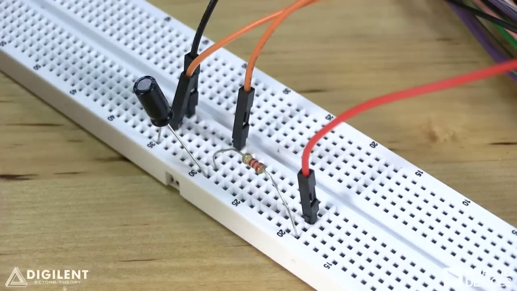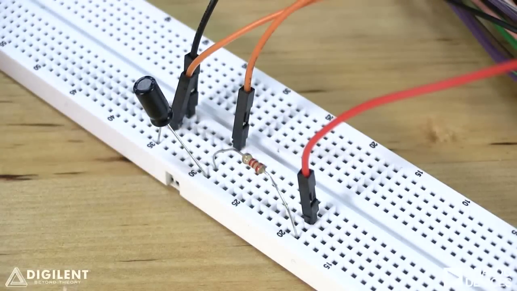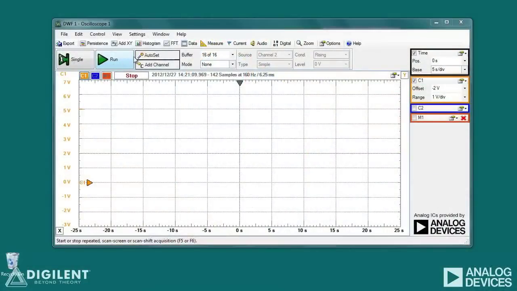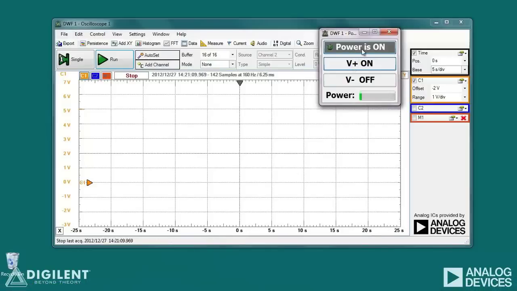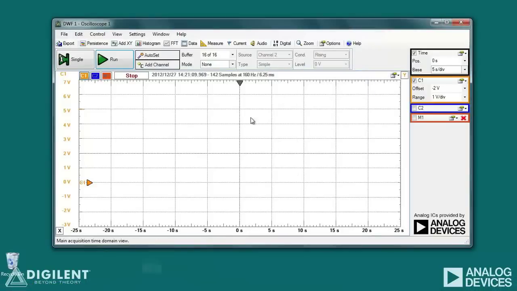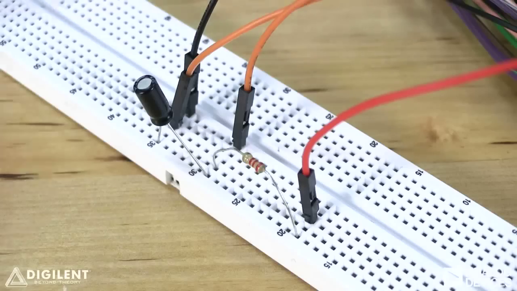Now let's charge the capacitor up, disconnect the voltage supply, and see what happens. All I need for this is the power supply, which I've already turned on, and the oscilloscope, which I'm going to run now. Notice that I have a very long time base, 5 seconds per division. Clicking on run, we have an initial 5-volt voltage across the capacitor.